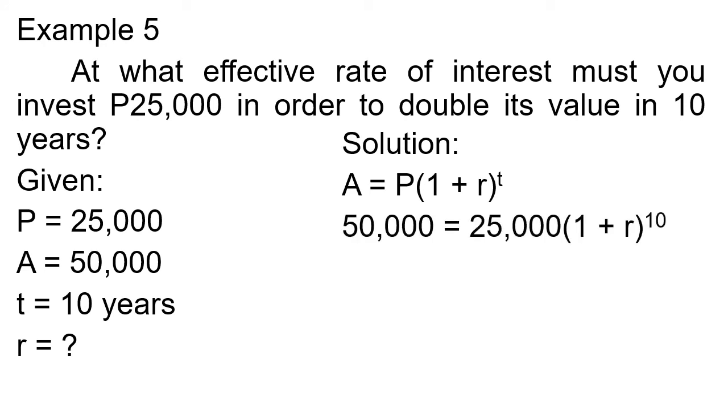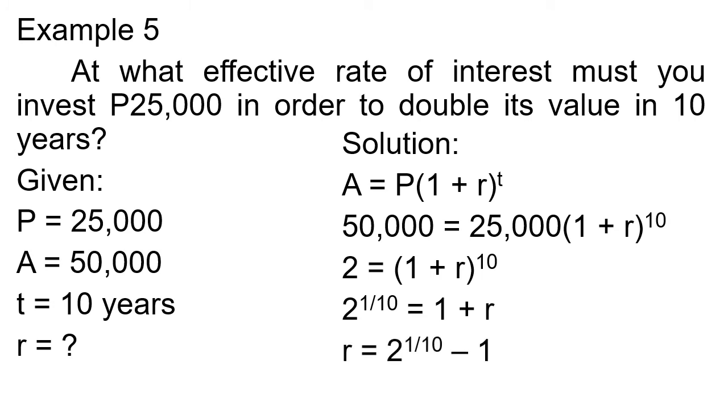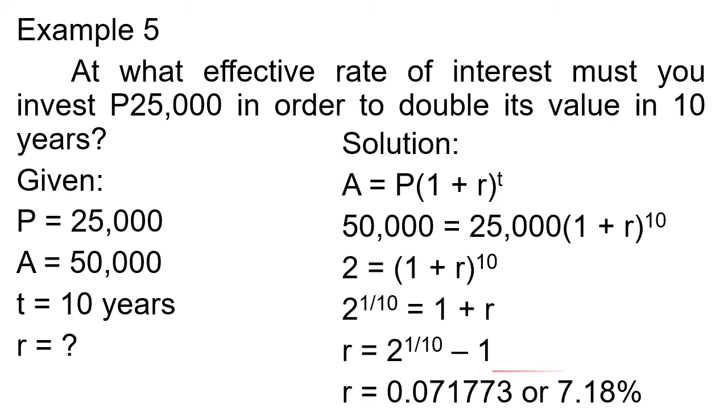Use this formula. Now we have 50,000 equals 25,000 times 1 plus R raised to 10. Divide both sides of the equation by 25,000. Now you have 2 equals 1 plus R raised to 10. Then get the 10th root of both sides of the equation. You'll have 2 raised to 1 over 10 equals 1 plus R. Then solve for R. This will be R equals 2 raised to 1 over 10 minus 1, and that's approximately equal to 0.071773 or 7.18%.